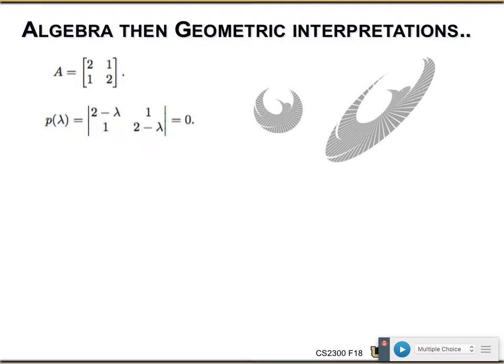So we turn that into the determinant. Remember the determinant we take by doing this sort of pairwise cross product, subtracting them. So that gives us the determinant of lambda squared minus 4 lambda plus 3. And we want the roots of that, the values of lambda that make that equal to 0, which are 3 and 1.